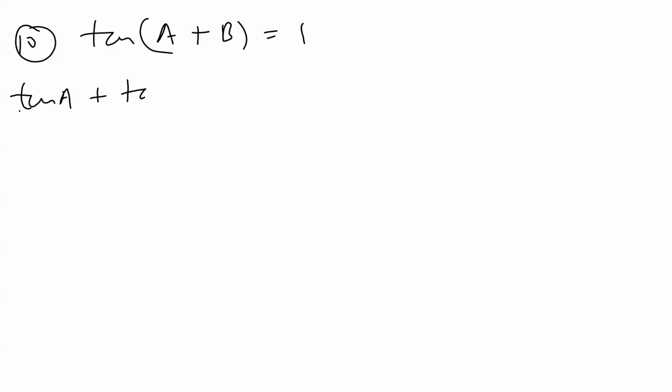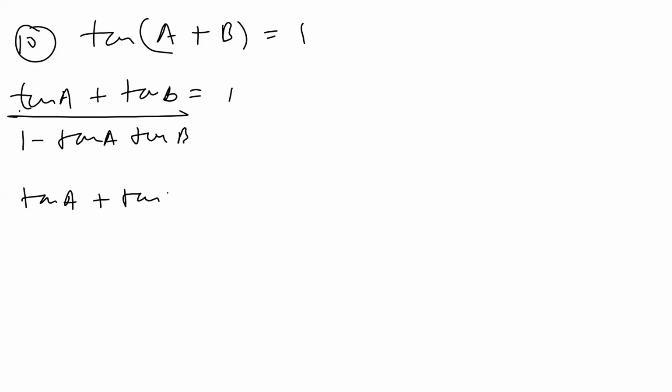Let's go to question number 10. Tan(A plus B) is equal to 1, right? And tan(A minus B) is equal to 1 by 7. So tan A plus tan B upon 1 minus tan A tan B equals 1. So tan A plus tan B equals 1 minus tan A tan B. I simply cross multiplied this over here.